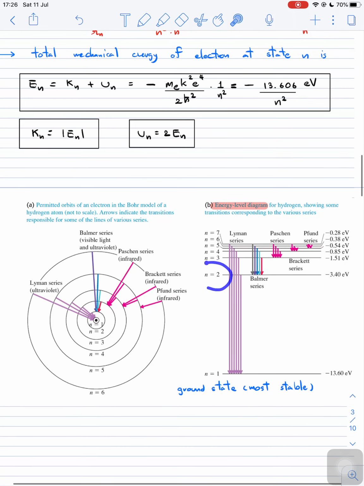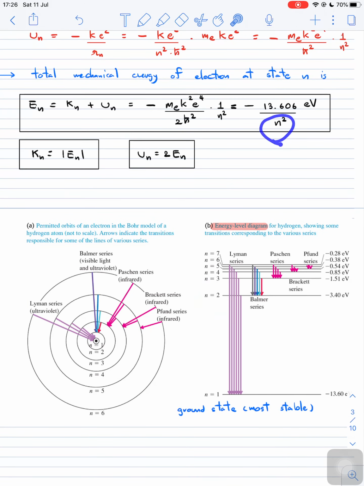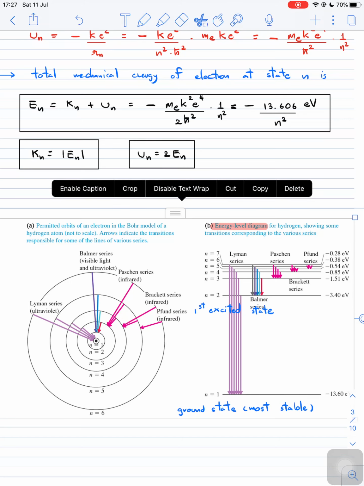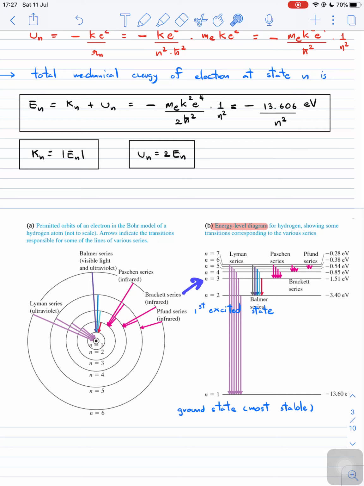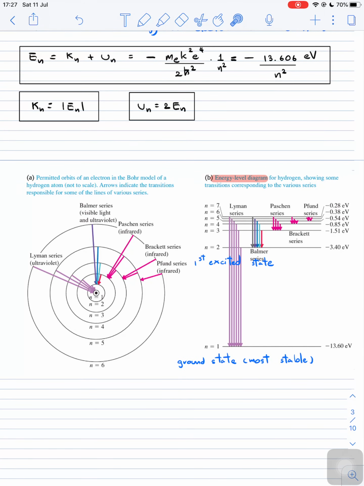But now for n equal to 2, if you substitute n equal to 2 into this equation, you can compute E2 to be this value, negative 3.40. For n equal to 2, it's called the first excited state. For n equal to 3, it's called the second excited state, and so on. So this is the energy level diagram of a hydrogen atom.